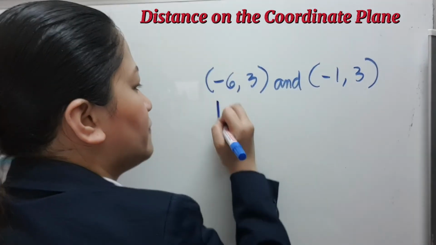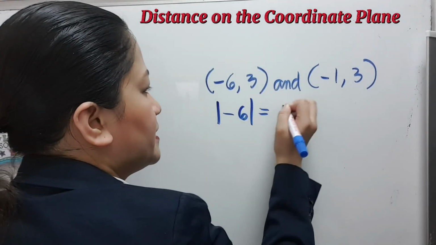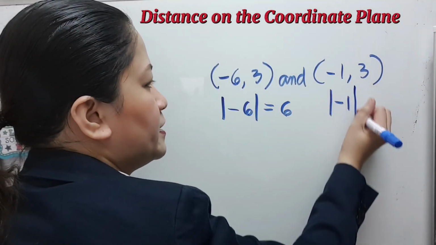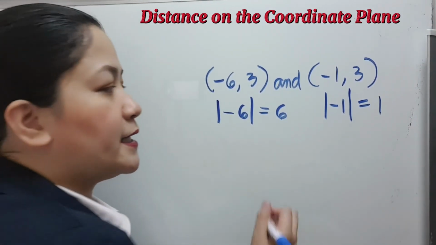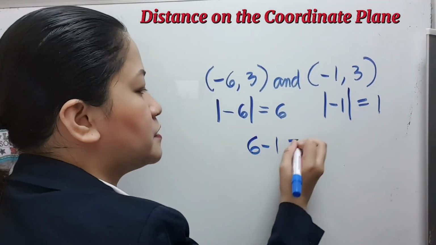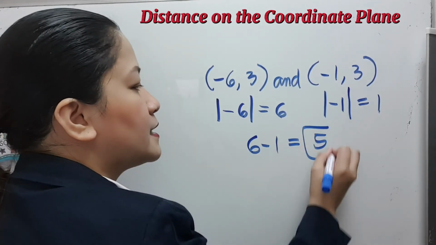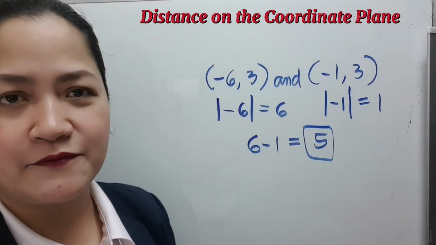So the absolute value of -6 is 6. The absolute value of -1 is 1. Then, since they are at the same quadrant, we are going to subtract their absolute values, that gives us 5. That means their distance is 5 units.